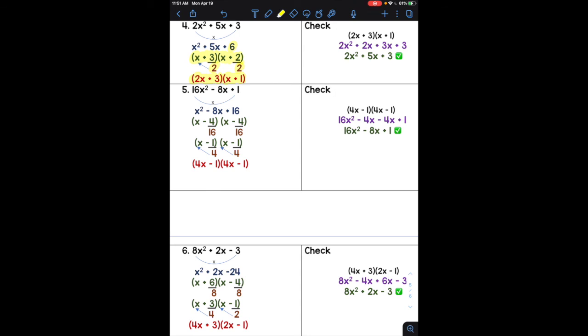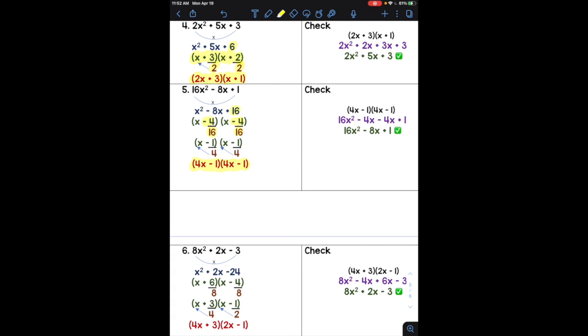Problem number 5, multiplying the 16 times the 1 gives us our new c value of 16. Factoring the new trinomial, two numbers that multiply to get positive 16 and add to get negative 8 will be negative 4 and negative 4. And simplifying our fractions after dividing by 16, they both become negative 1/4. Since they're both still a fraction, we're sliding the denominator up to the front to get our two factors, 4x minus 1 and 4x minus 1.